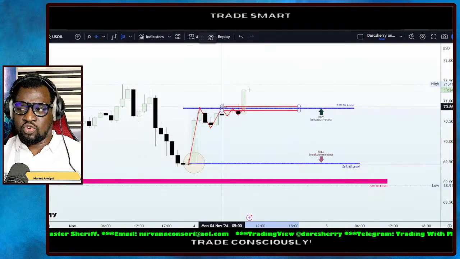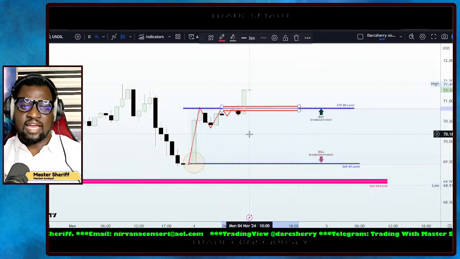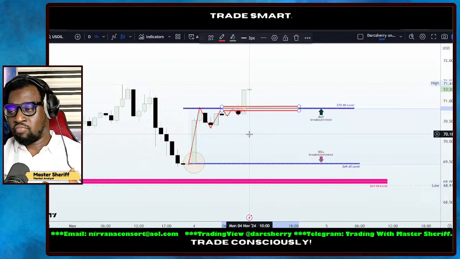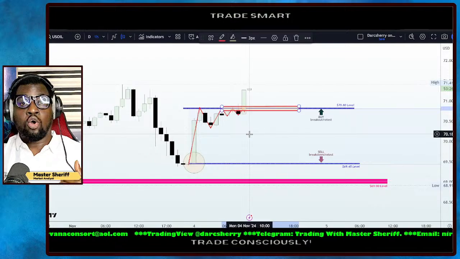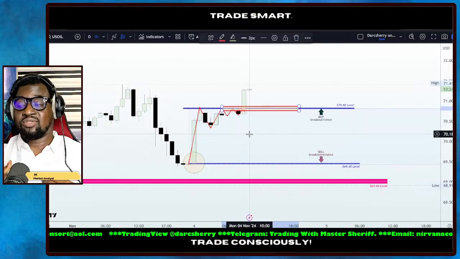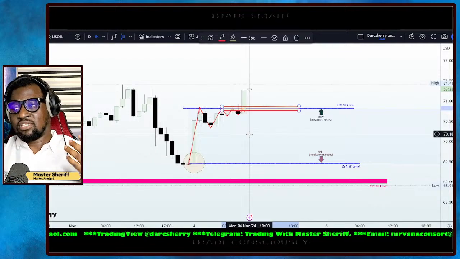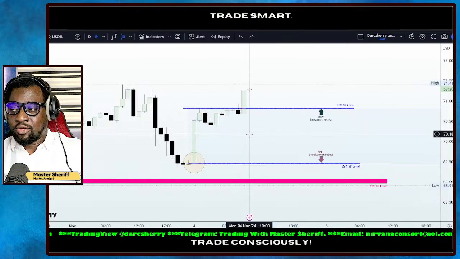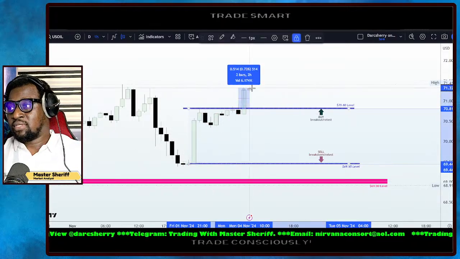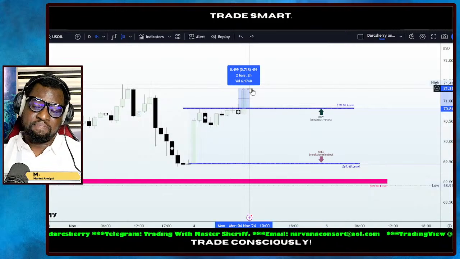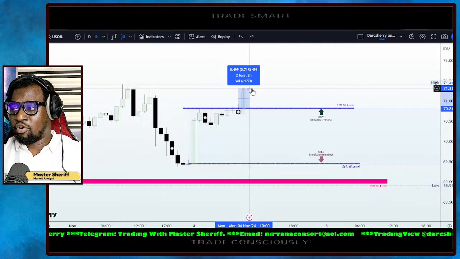Of course, you know how we do it. Whenever we have this kind of barrier, we wait for price to break out of the resistance line to give us an opportunity to buy, or break down the support line to give us an opportunity to sell. So as it is right now, I already have a buy position triggered, running with about 50 pips approximately in profit at this point in time.